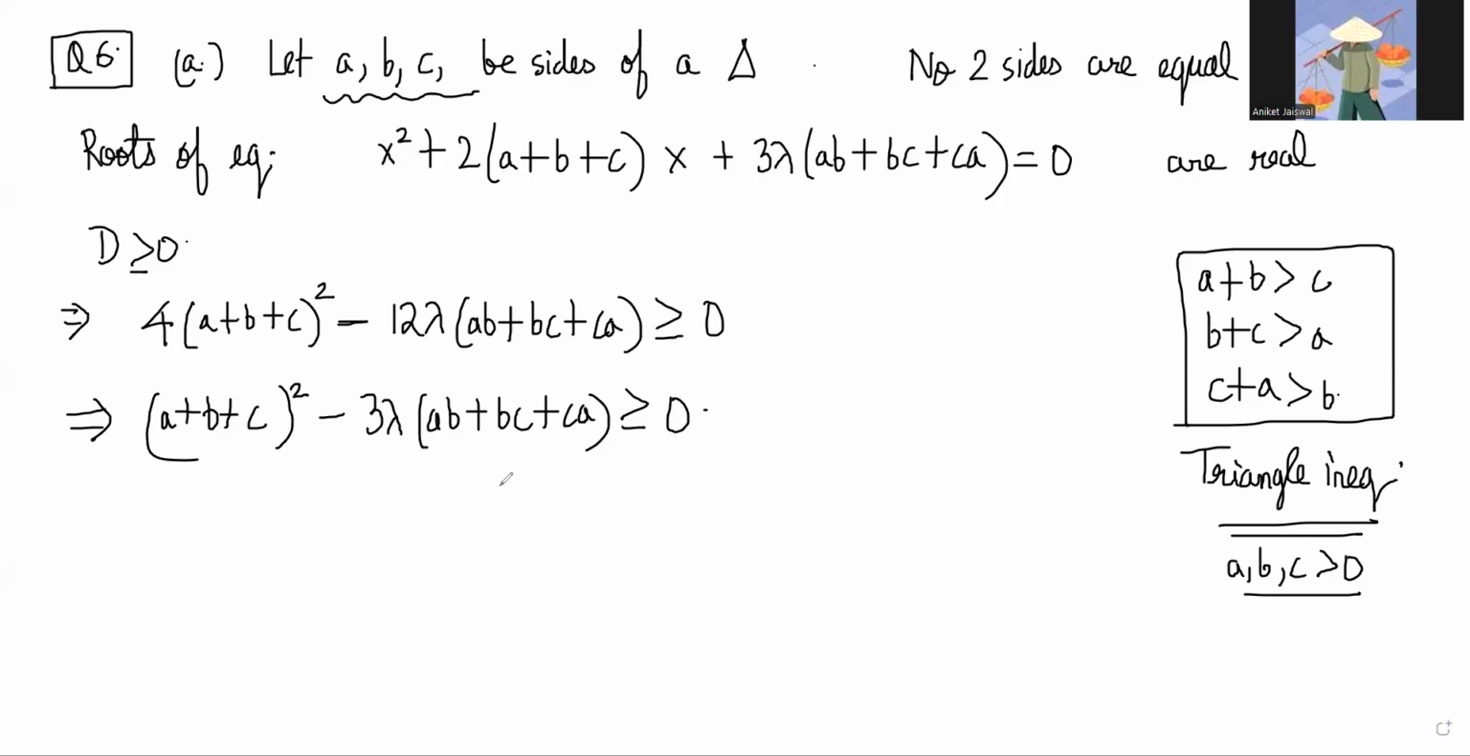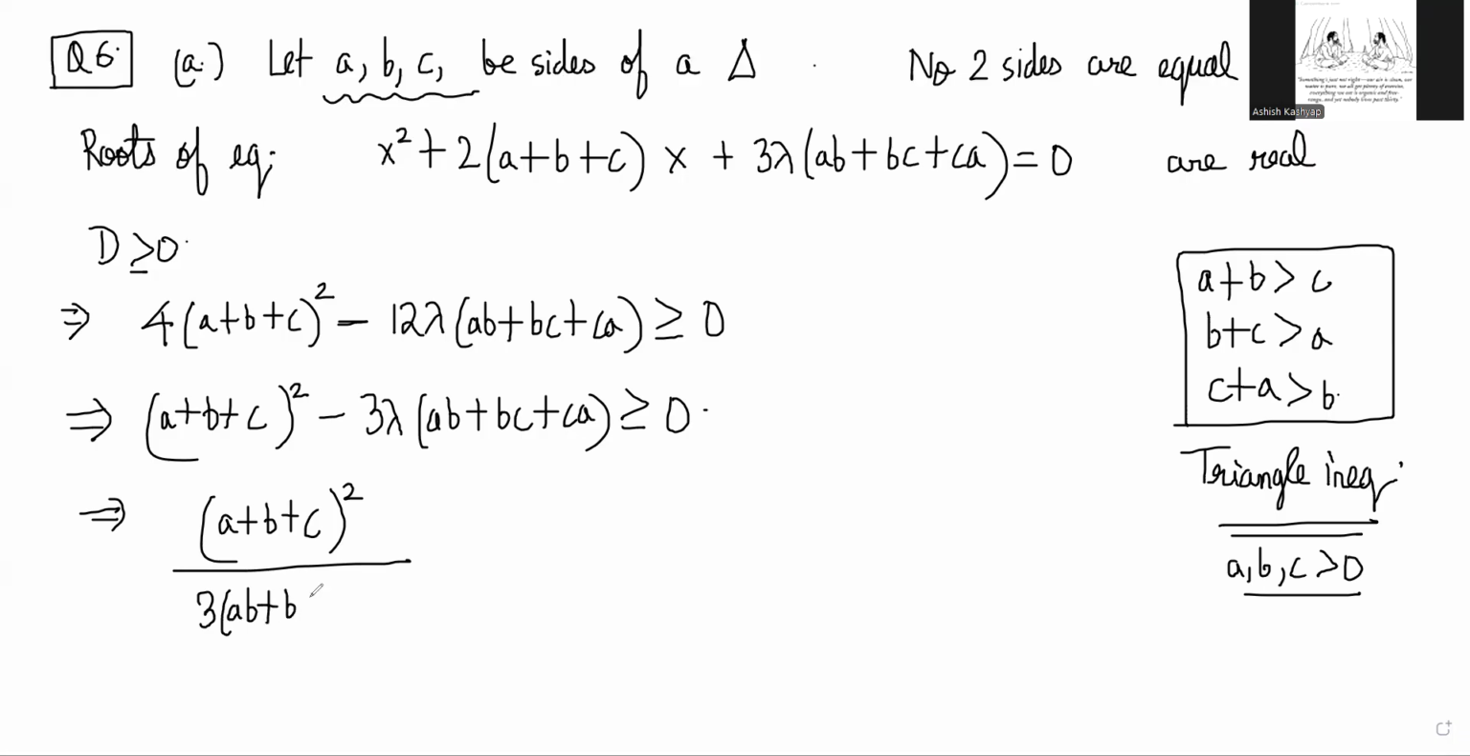Okay, fine. So we'll solve for lambda here. We'll get (A plus B plus C) whole square divided by 3(AB plus BC plus CA) is greater than or equal to lambda, right? Yes sir. Because we know all of this is positive, so we can divide, there's no issue. So we just have to find the maximum value of this. That will give us a conditional lambda, right?